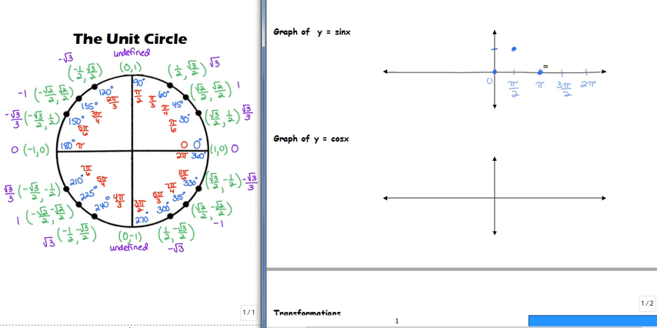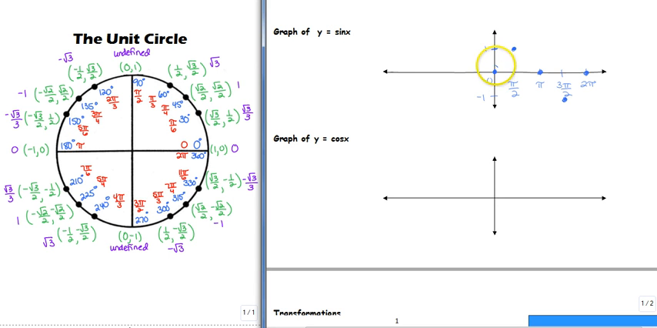Go to 3 pi over 2. I want the sine value of 3 pi over 2. I'm at negative 1. So this is a positive 1. This is a negative 1. Here's my next point. And the last point around the circle is 2 pi. At 2 pi, my sine value, my y value, is back at 0. This is going to give us the general shape of our sine graph.